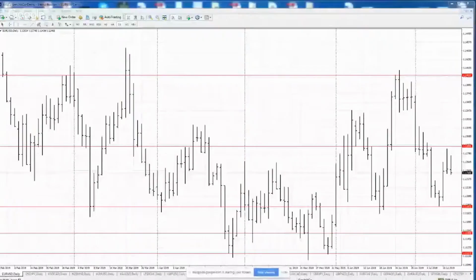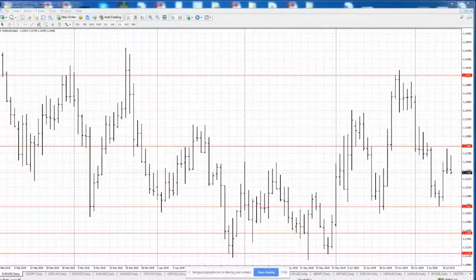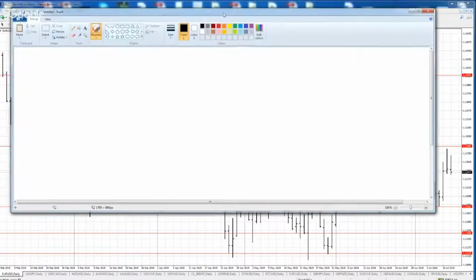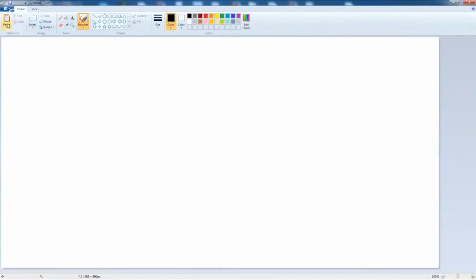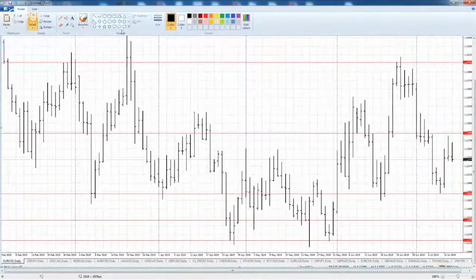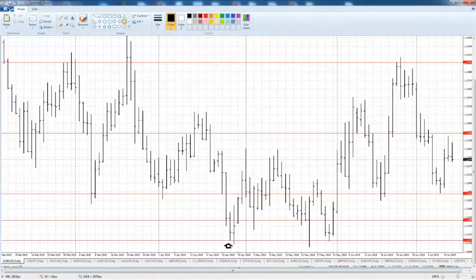So today I'm going to show you some nice examples, and I'll show you how to identify a strong and not strong level. We'll start with this level right here. I'll make a picture, I'll show you, and I'll explain. Okay, that's the one.